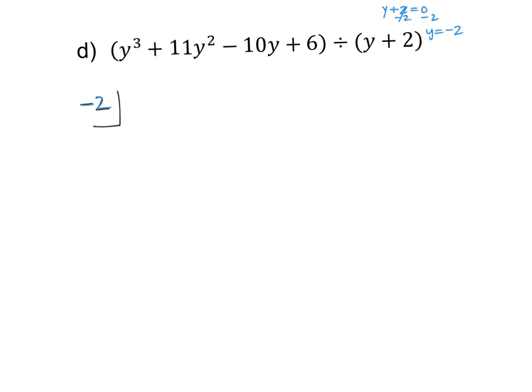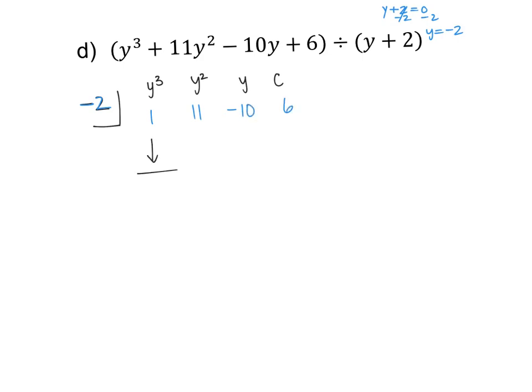And now what we're going to do is label our powers. So our highest power here is x, or not x, y to the third. So we're going to decrease this until we reach the constant. And so we have everything labeled, and we're going to put the coefficients down below. So I have a 1 for y to the third, 11 for y squared, and then y to the first has a negative 10 and then a positive 6.